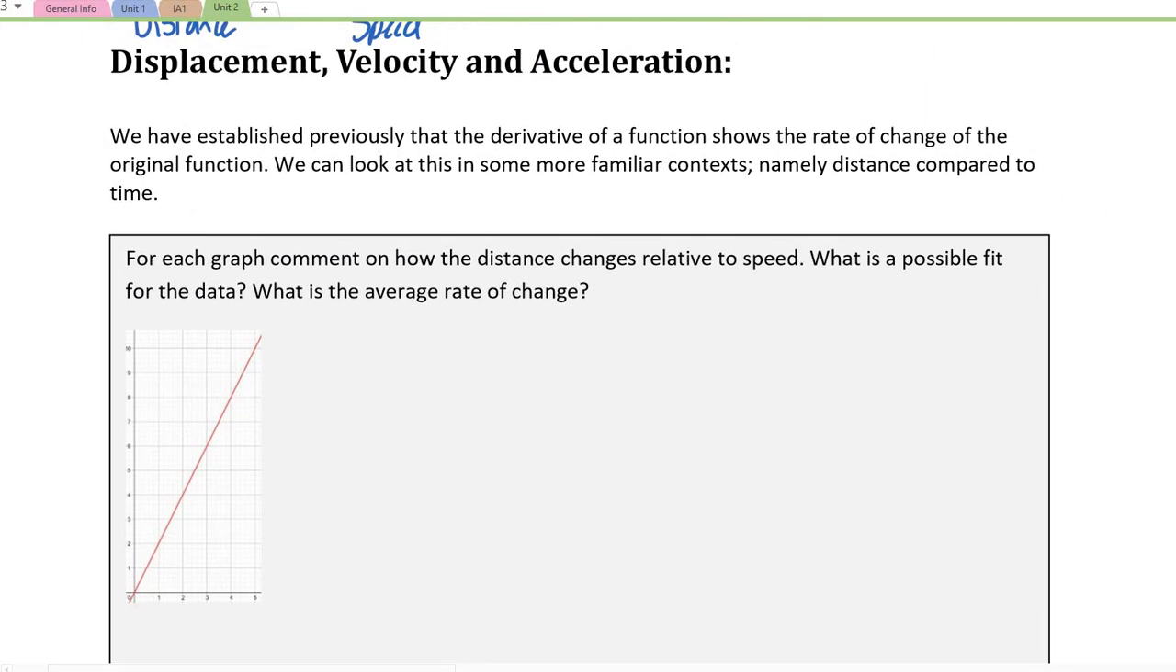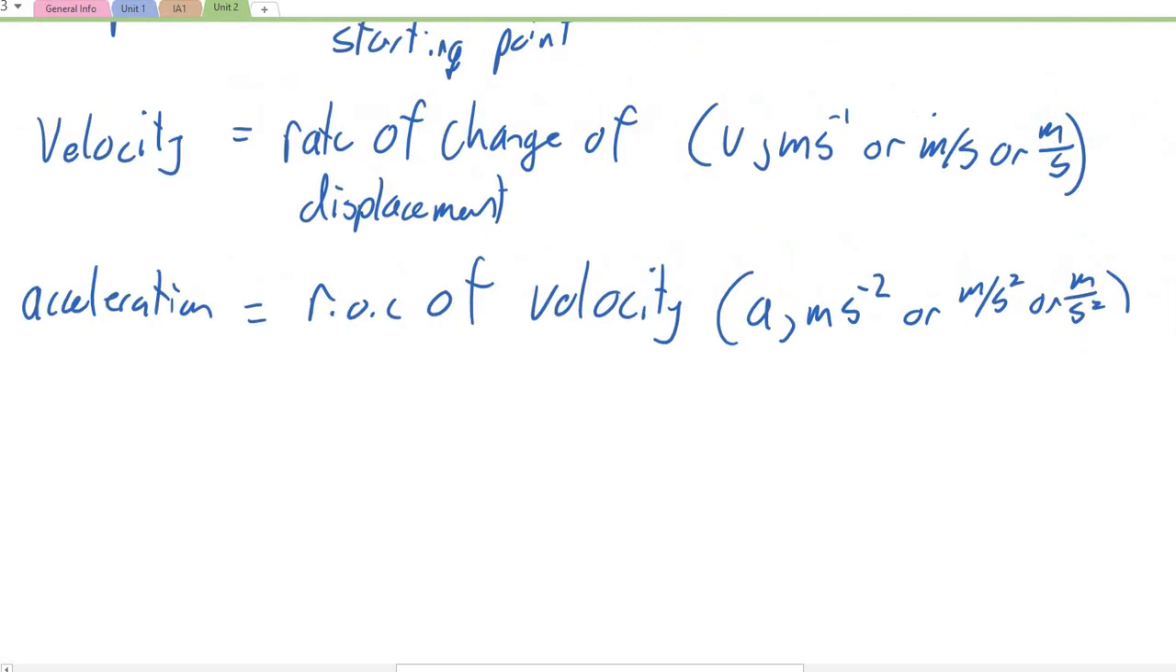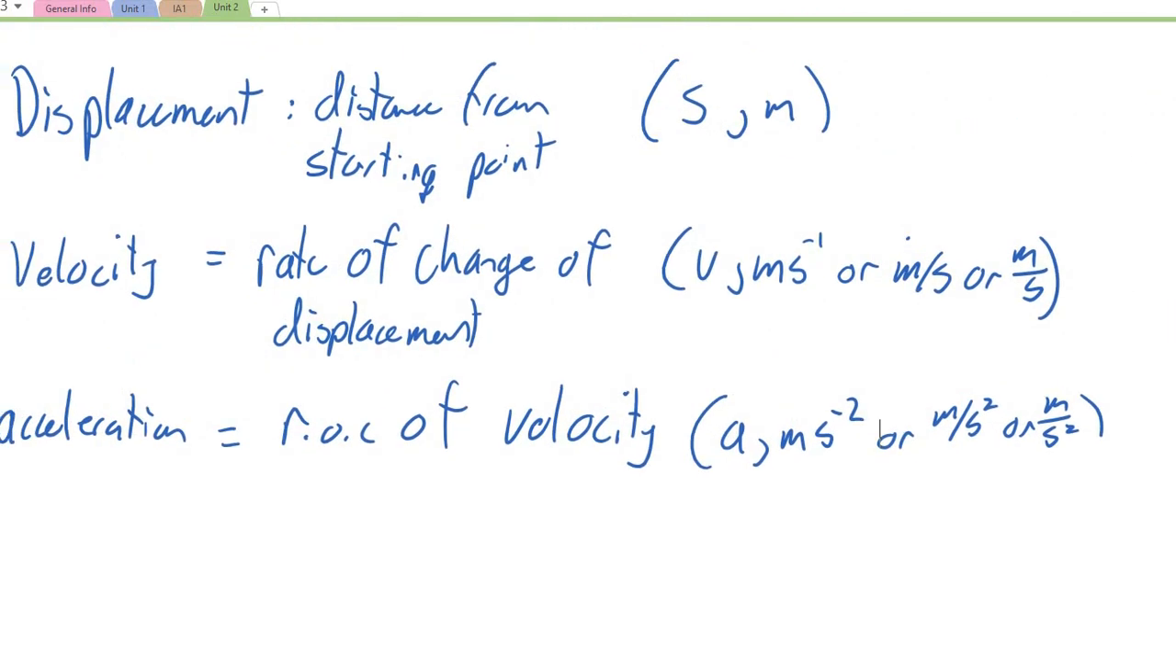Okay, let's have a look at these ones, guys. So we're going to talk about graphs of displacement, velocity, and acceleration. We're going to be looking at things like: is it increasing at a steady rate, increasing at an increasing rate, increasing at a decreasing rate, all that jazz. And we'll be looking for the link between the three.